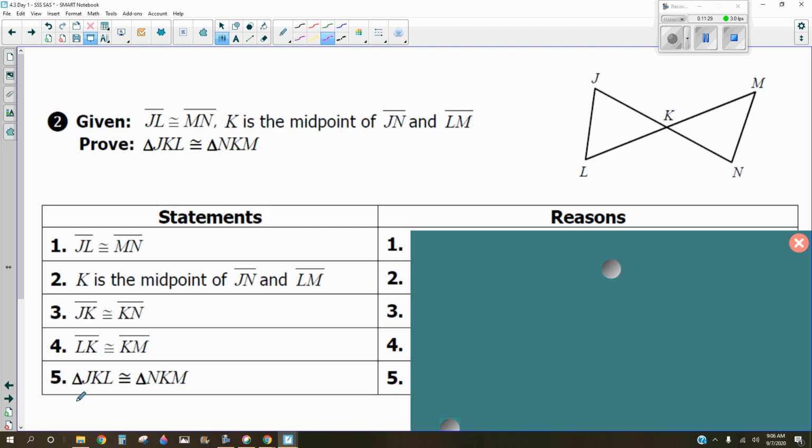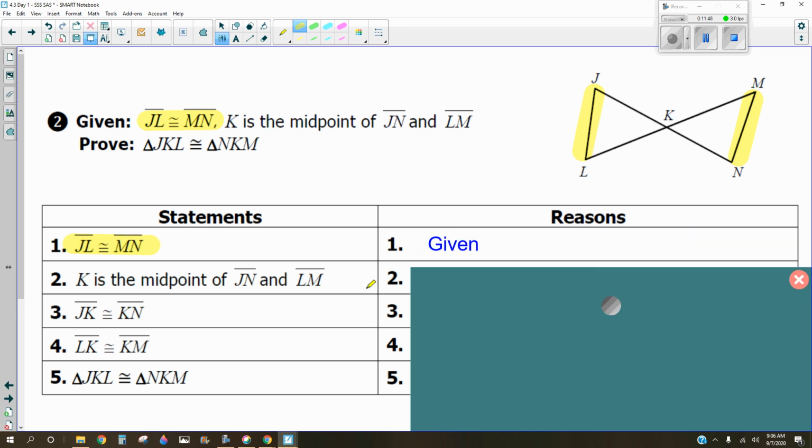Look again. So it tells me JL is the same as MN. So I write it down, and then I color it on the picture. How did I know? They gave it to me. K is the midpoint of JN.